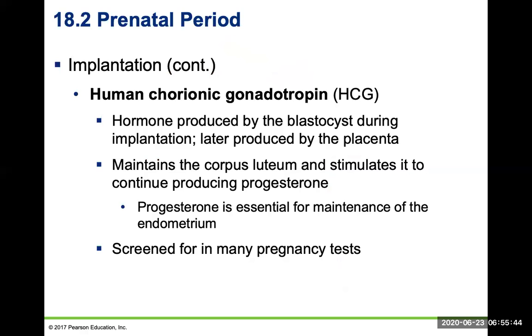HCG is human chorionic gonadotropin, and this is a hormone produced by the blastocyst during implantation. It's later produced by the placenta, and it's screened for in many pregnancy tests because this means there was a positive pregnancy. It maintains the corpus luteum and stimulates it to continue producing progesterone, which is essential for the maintenance of the endometrium layer in the uterus.